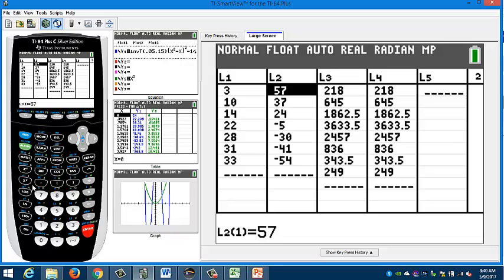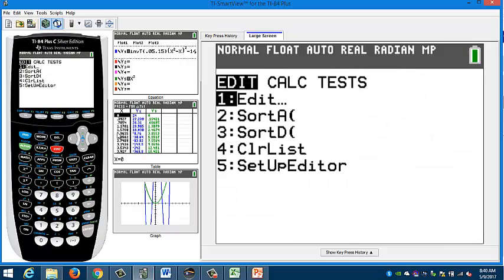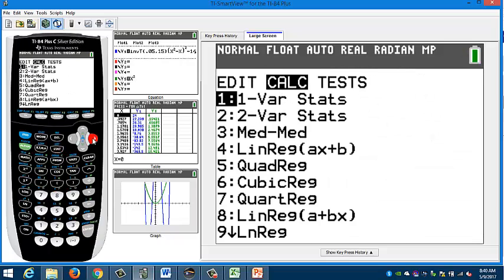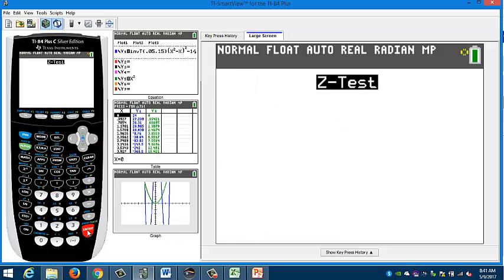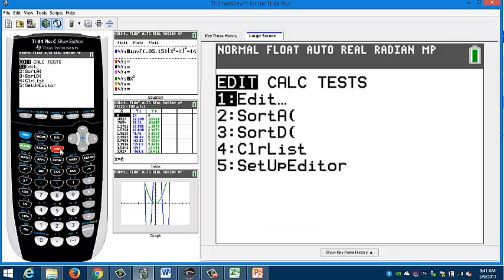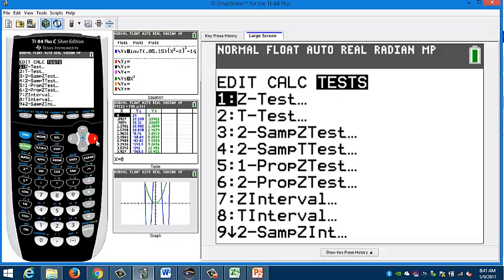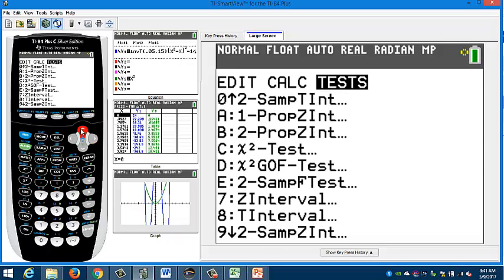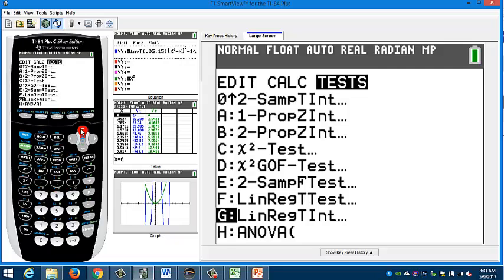Under tests. So we're going to hit Stat button. We're going to scroll to the right. We're going to hit Tests. But I want to show you something you can do that I didn't do yesterday. No, I don't want a z-test. Sorry about that. Let me try that again. Hit the Stat button. Go to Tests. Do you remember where it is? If you hit the up arrow, you're almost there. It's the second from the bottom. It's choice G. Oh, no, wait. That says linear regression T interval. That'd be a confidence interval. We want linear regression T test. Let me go up to F. See the difference?